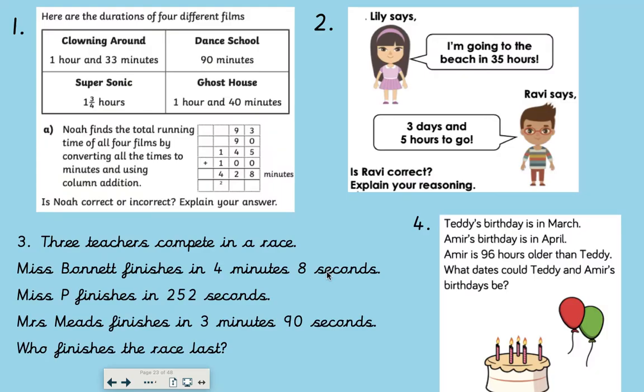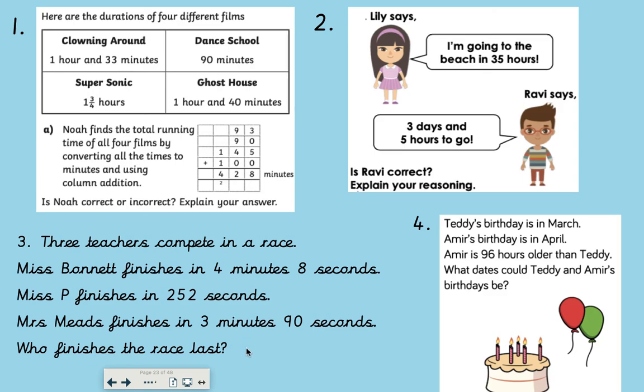Then onto the blue page. We have got some durations of films to see if you can tell me if Noah has correctly worked this out. If he hasn't, tell me why. Again, explaining means that you must use a STEM sentence. I'm sure the people at school are getting sick of me saying this as well, but we need to make sure we are using them. Then number 2, again, you are explaining. Number 3, you are having to problem solve.